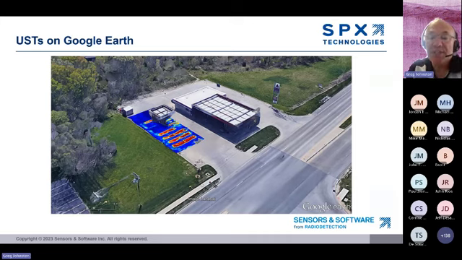So in this case, because the data was collected with GPS, we're able to display the depth slices on Google Earth. And just one look at this, it's such a powerful way to convey the results of the survey.